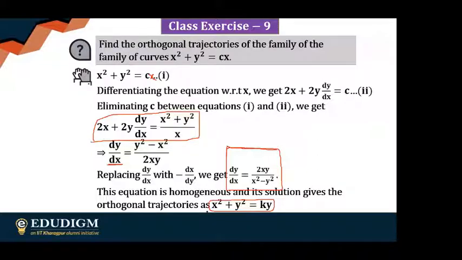I know this is complicated, but don't worry. Look at the idea of this. Every time you talk about orthogonality, the product of the slopes will be -1. So you have dy/dx here. That will be minus dx/dy in the orthogonal trajectory. All right. So make sure you understand this.